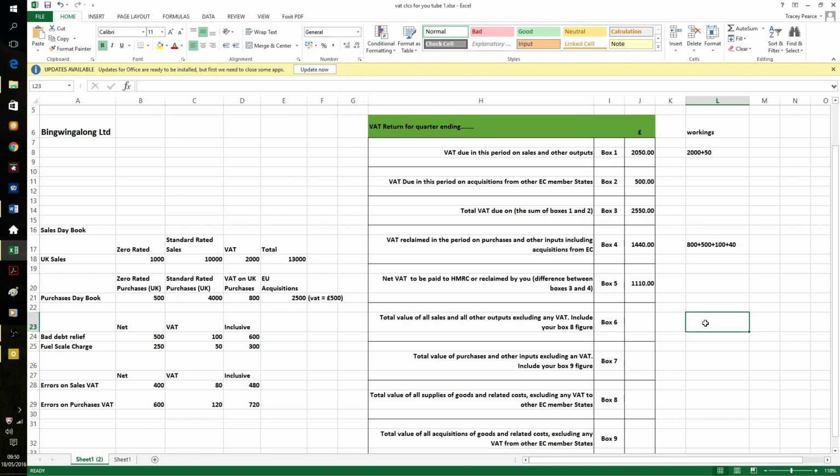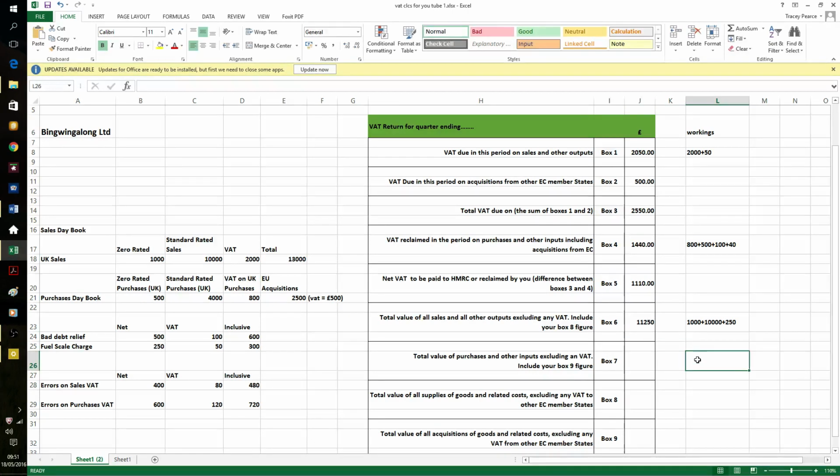Box 6 then is generally all our outputs. In this case, we're telling them about the £1,000 zero rated, so just because it's zero rated it's still included. The £10,000 is what you would expect, because that's our standard rated items, and the net of the fuel scale charge. So that one definitely goes in, that's on HMRC's website. That is one of the contentious items, but it's very clear on HMRC's website.